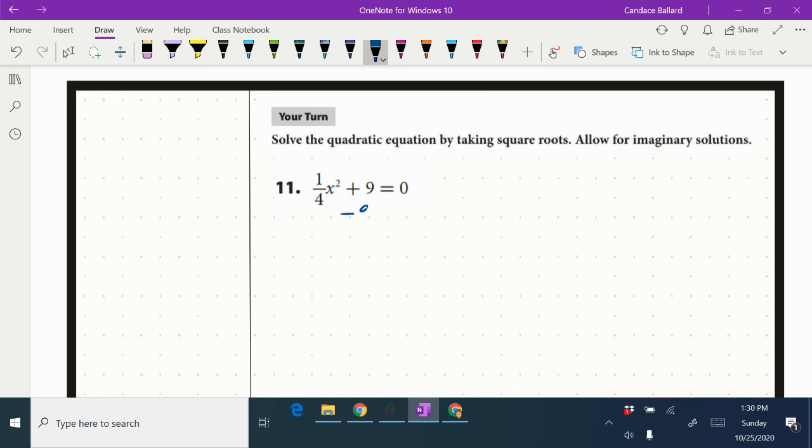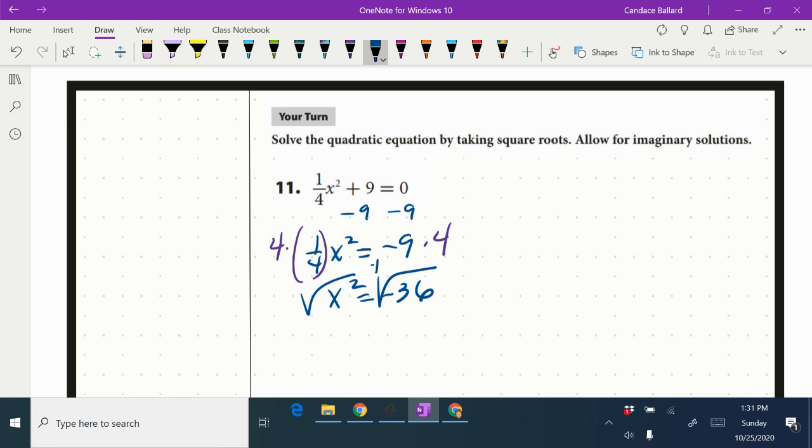So I'm going to subtract the 9. So I get 1/4 x squared equals negative 9. In this case, I'm going to multiply by 4 on both sides. So I would get x squared equals negative 36. Take the square root of both sides, plus and minus out front. So x equals plus or minus. I have a negative under the radical sign. I pluck my eyes out. And then the square root of 36, we got lucky this time, right? It's just 6. It's a square number.